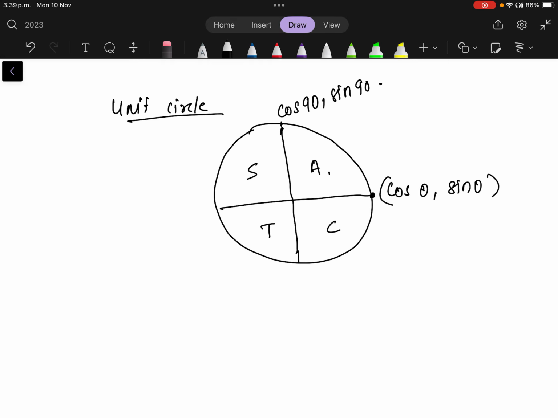Now you'll work with the reference angle also. You have to understand how to work with the reference angle. There's a video available on my channel, so please check that video for the reference angle. And this is mostly it for the first part of trigonometry. I will create another video for the second part.